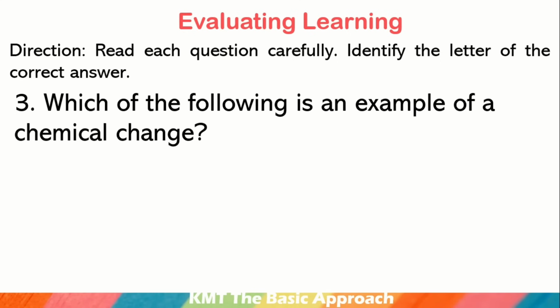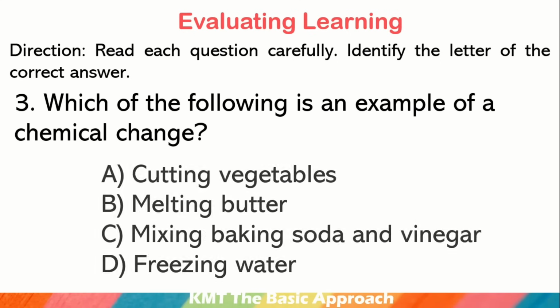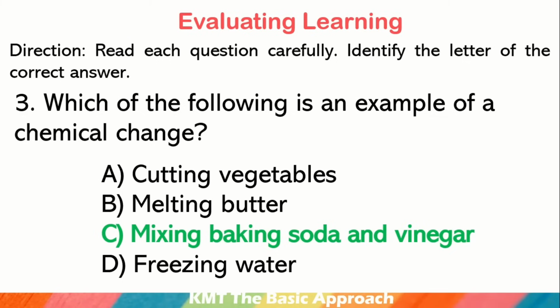Number 3. Which of the following is an example of chemical change? A. Cutting vegetables. B. Melting butter. C. Mixing baking soda and vinegar. D. Freezing water. What is the correct answer? Good job! The correct answer is letter C. Mixing baking soda and vinegar.